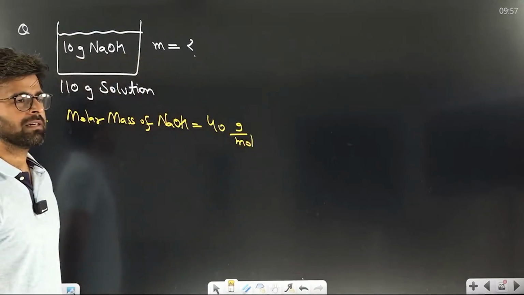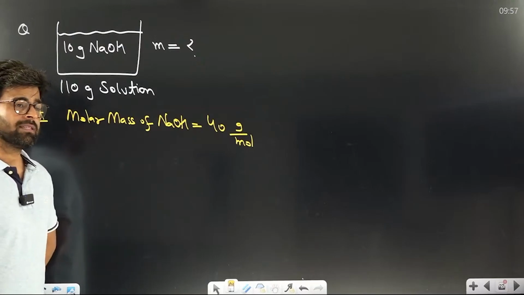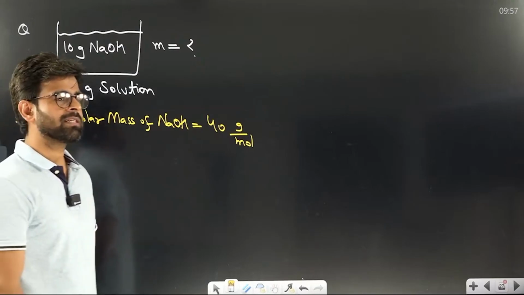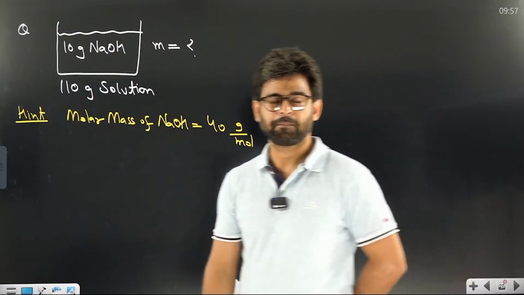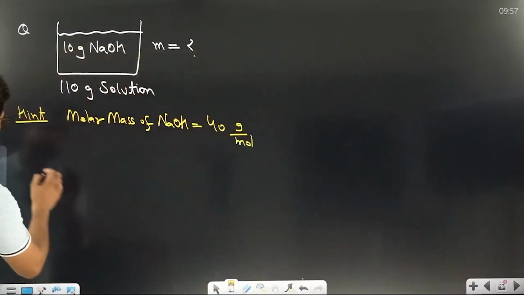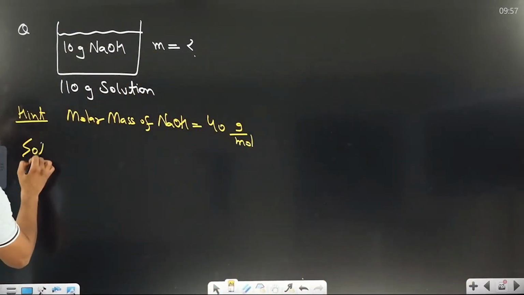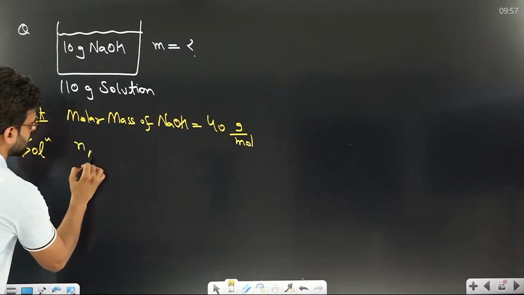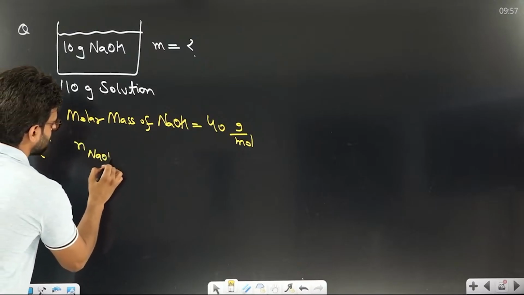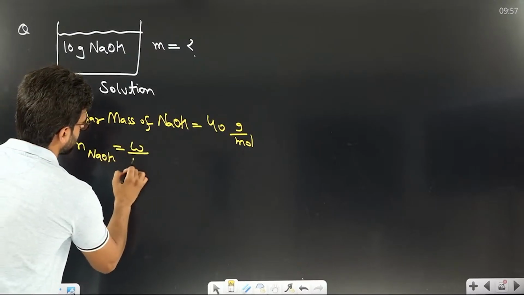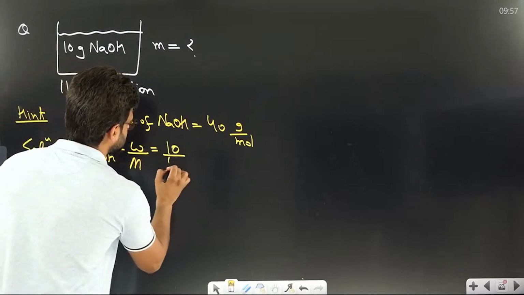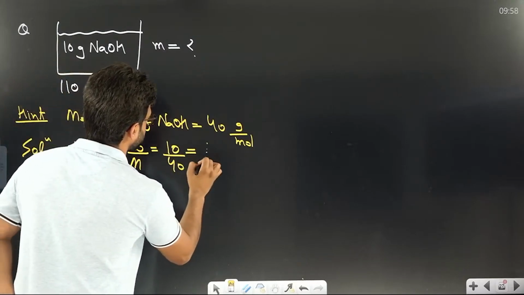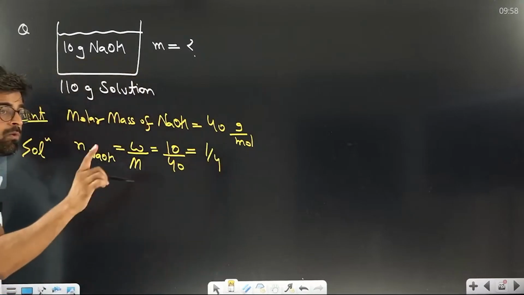Okay, 2.5, 25 by 11, 2.5. Most of you are giving 2.5 answer, right? Okay, let us check. So first of all, let us find moles of NaOH, which we need, right? How many moles, which are given weight by molar weight? 10 divided by 40. Very right. How much coming? 1 by 4. 1 by 4 moles of solute.